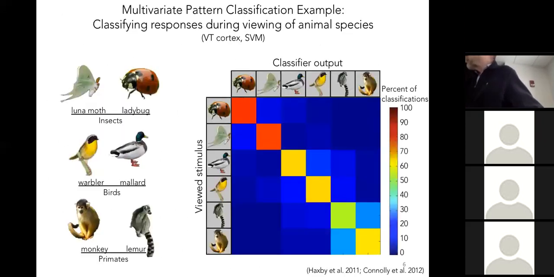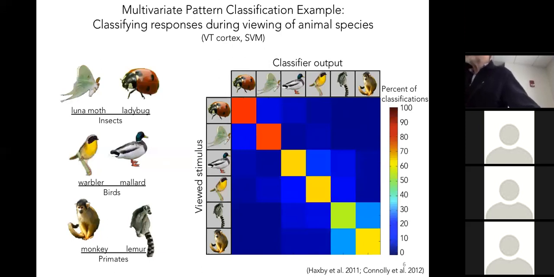So this is just an illustration of how multivariate pattern analysis works in its initial manifestation, which is using machine learning pattern classifiers. And for this, we used a support vector machine, that's what SVM stands for. This is a study that was done by Andy Connolly when he was a postdoc in my laboratory. Some of you know Andy. Subjects looked at 6 different species of animals: 2 species of insect, 2 species of bird, and 2 species of primate. So they saw pictures of these objects while they were in the fMRI scanner.